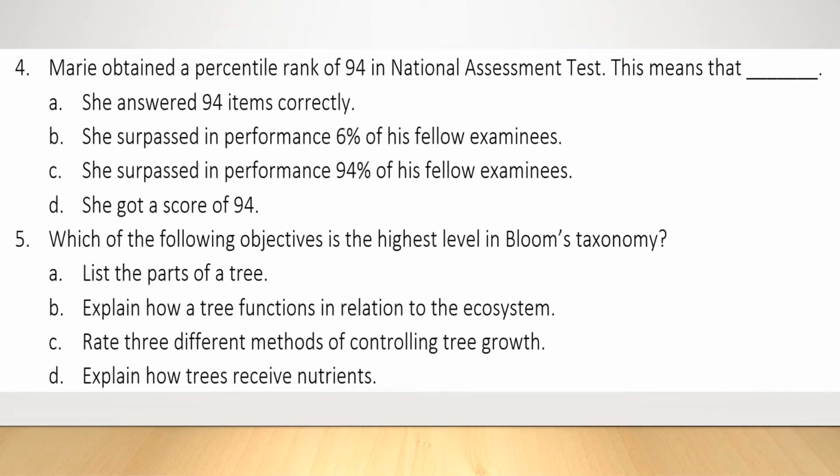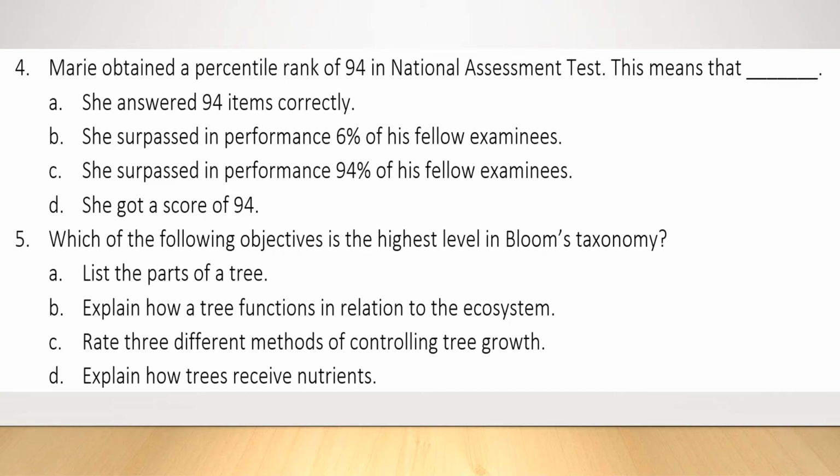Number 4. Marie obtained a percentile rank of 94 in math. This means that A. She answered 94 items correctly. B. She surpassed in performance 6% of his fellow examinees. C. She surpassed in performance 94% of his fellow examinees. Actually, girl ni siya kay si Marie, no? Letter D. She got a score of 94.